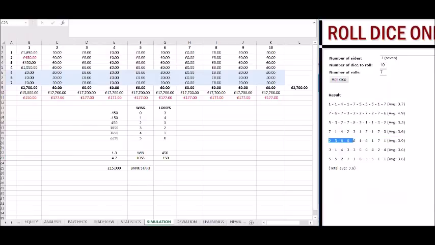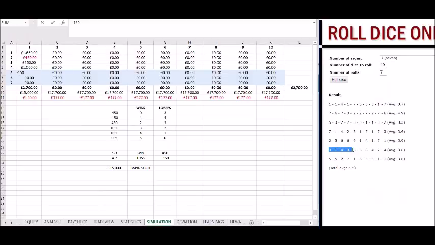So for Friday, I've hit 1 win and 4 losses. So that's minus 150. I don't push on after 5 trades. If I'm in a loss, I don't push on. It's just a rule I have.